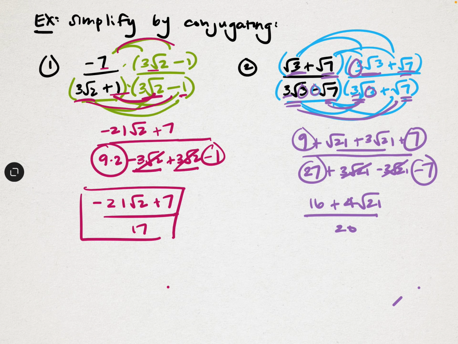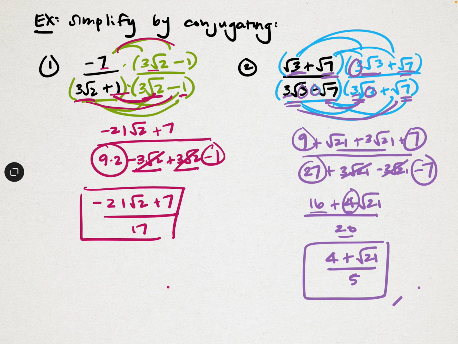Now, they may accept this answer, but be careful. Look, the 20, the 16, and the 4 are all divisible by 4. So what we can do is we can take out the 4 and reduce it. So 16 divided by 4 is 4. 4 divided by 4 is 1, square root 21. And then 20 divided by 4 is 5. So it may have you go all the way to this point, because we can take out common factors and simplify.